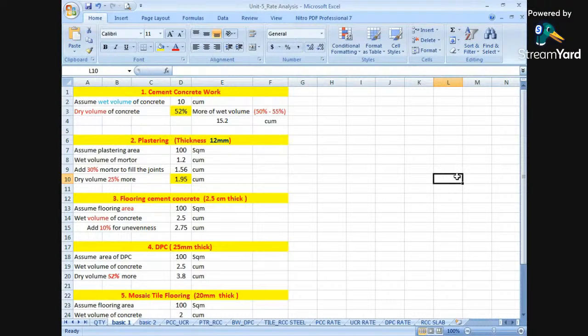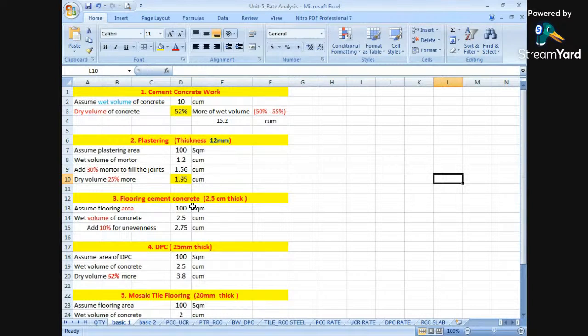Number three is flooring, that is in cement concrete. Again, the flooring is measured in square meters. We are applying a flooring, and we consider the area for flooring in square meters. So 100 square meters we will require.